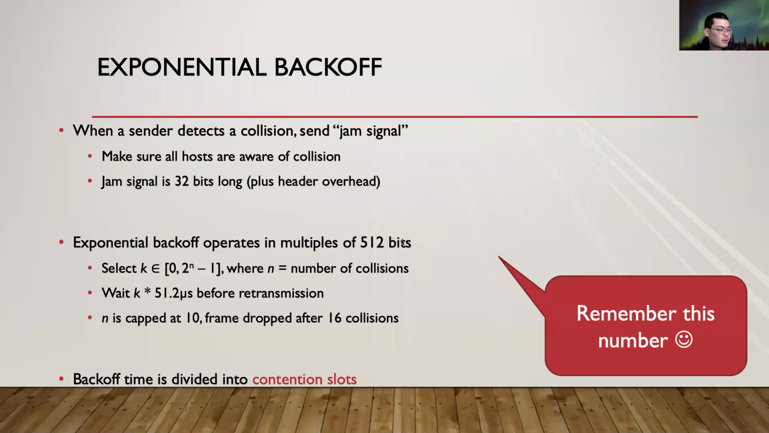So we need to wait for at least a unit of this amount of time, at least 1 slot, because after 1 slot, if other people are talking, we should already hear it. But we will choose a random number between these. Each time we will double, so that means 2 to the power n, where n is the number of collisions you already have. The time you wait is k times this number. This number is how long it takes to send 1 slot, and then you have k slots of waiting, so you wait that many times.